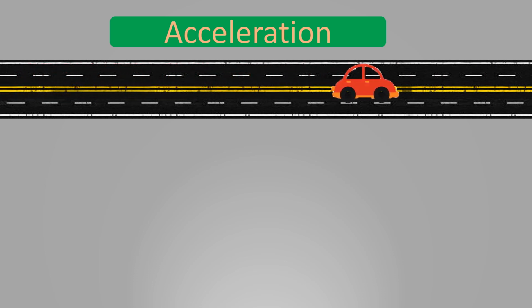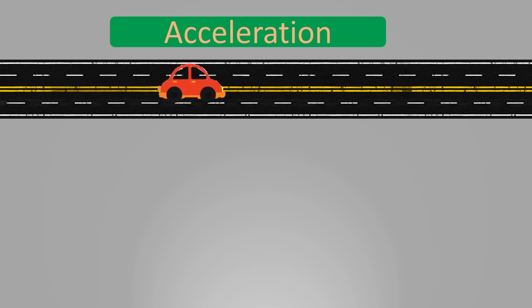Next second, it was 4 meters per second, and in the third second the velocity increases to 6 meters per second. So we can see that every second the velocity of the car increases by 2 meters per second. Thus the acceleration is 2 meters per second squared. The unit meter per second squared is the unit of acceleration. It's a vector quantity.